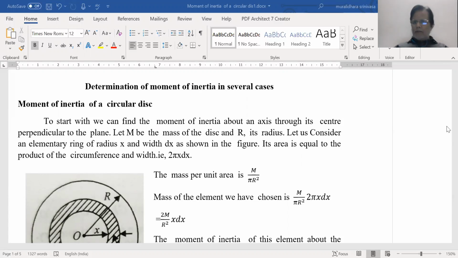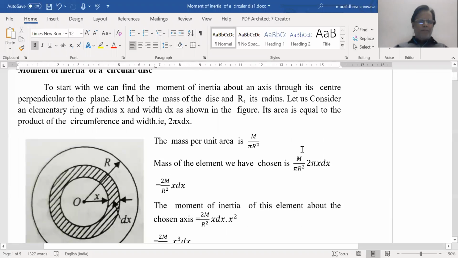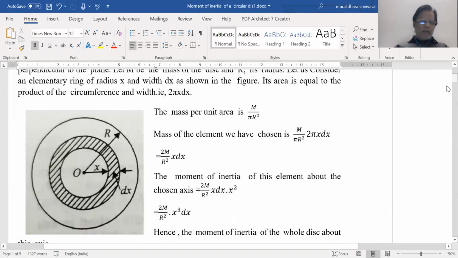Then we can go on to moments of inertia about the other axis. So m is the mass of the circular disk that I have taken. Radius is r. Now we consider from the center an annular ring, an elementary ring whose radius is x and whose thickness, as you can see in the shaded portion, is dx.